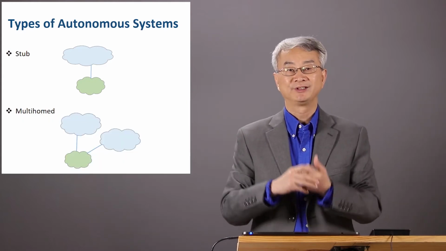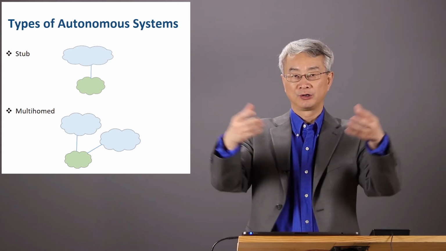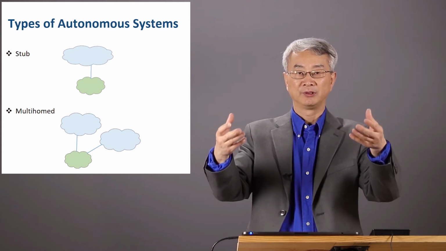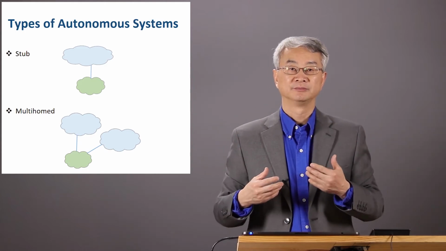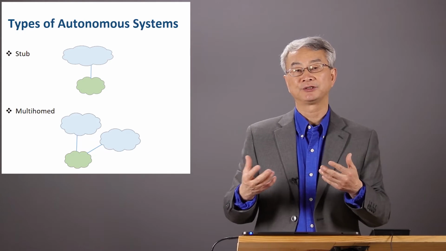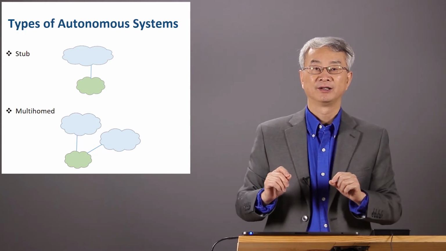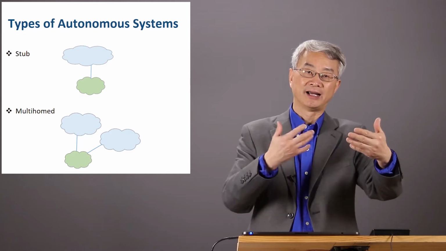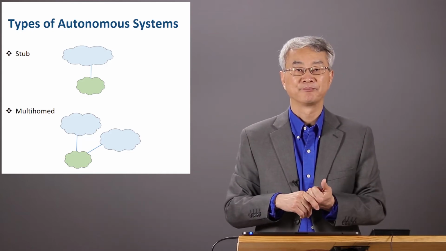There's another type called multi-homed. This type of autonomous system connects to multiple autonomous systems. They can connect to the internet through two different autonomous systems, so in case one link goes down, you still have another one. This is called a multi-homed autonomous system.